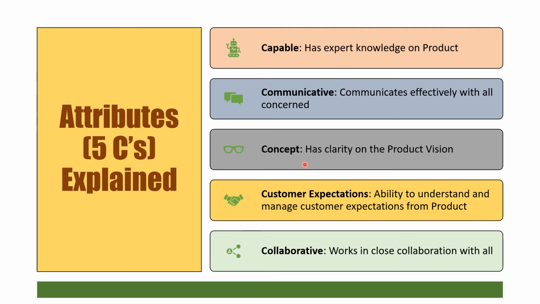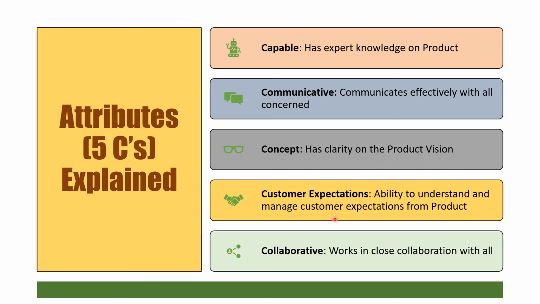Concept. The third attribute is that the product owner has to have clarity on the product vision. That means he needs to understand what objectives or goals we are trying to achieve and what vision we want to carry on for the product, and that vision and goal has to be made clear to all concerned, whether internal stakeholders or external stakeholders, whoever is investing in the product, whoever is trying to build the product around it. So that needs to be clearly communicated.